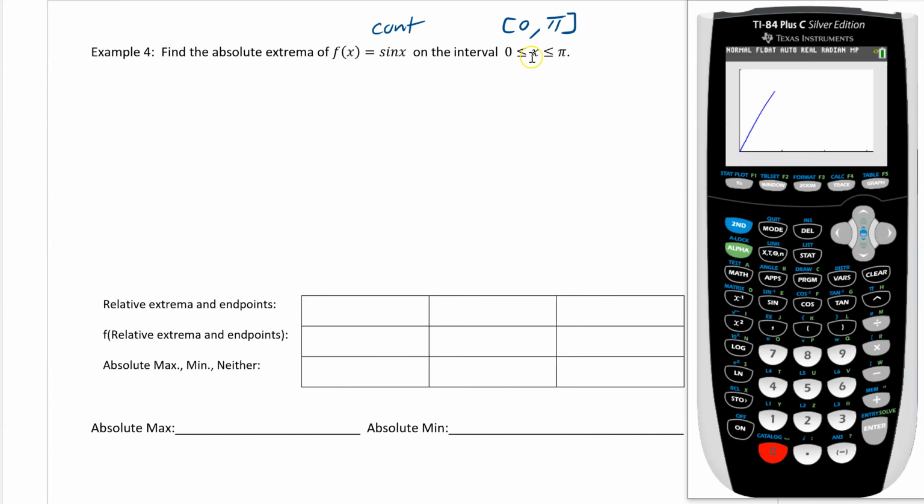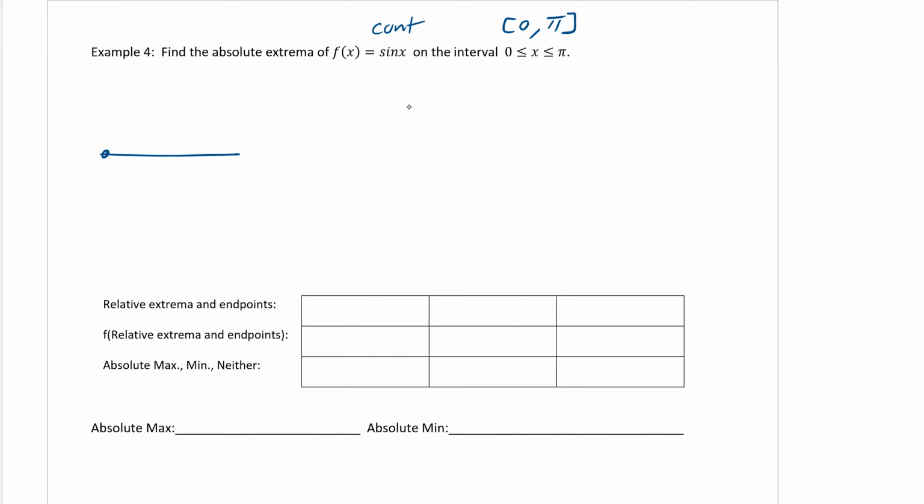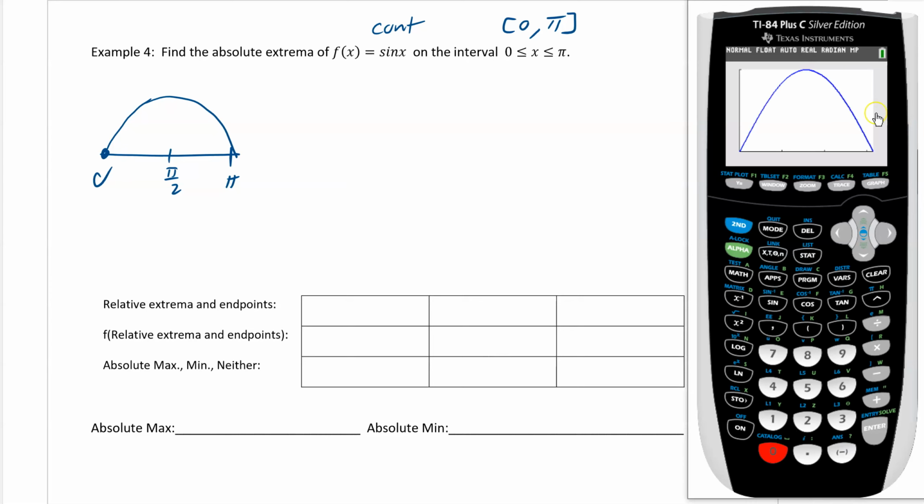But we can already have graphed this by ourselves because it's just sine. So we knew it's going to go from 0 to pi with pi over 2, right? And it's going to do this shape. But the calculator just tells us that we are correct. So we know we're going to get a max or a critical number at pi over 2 on this.